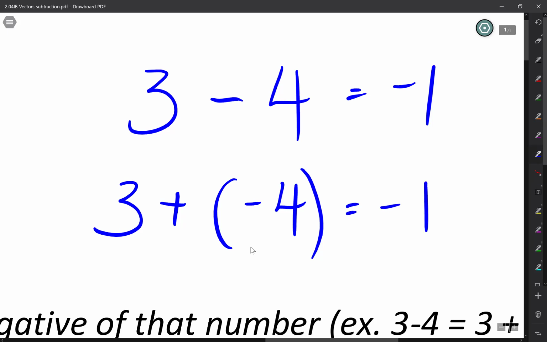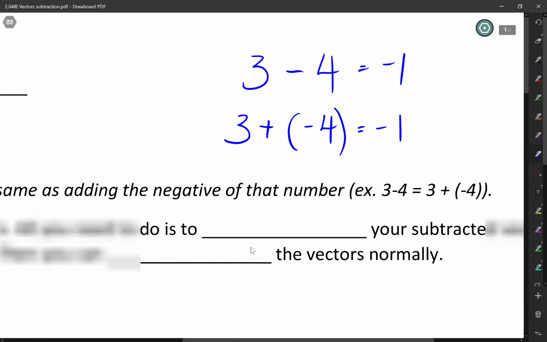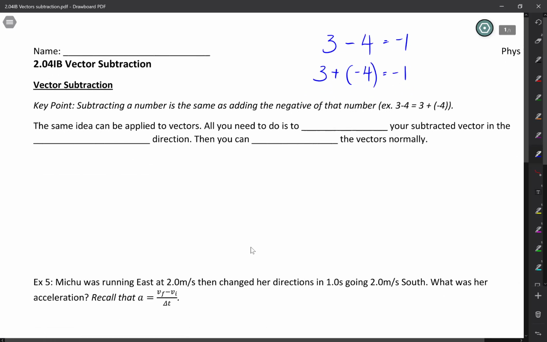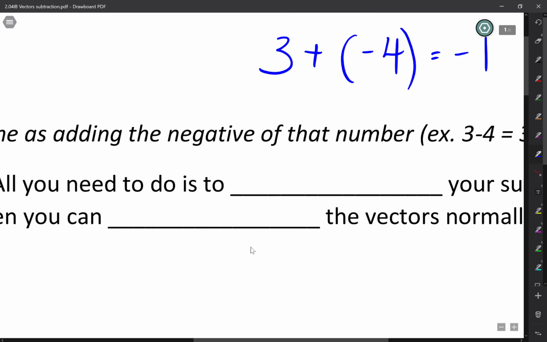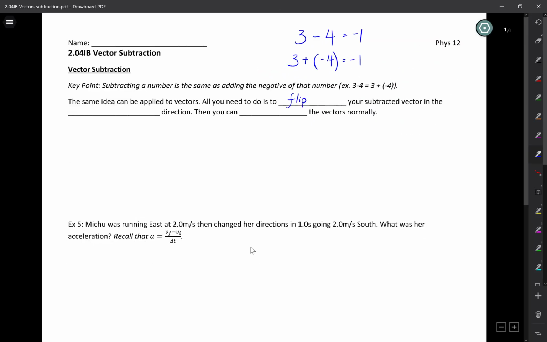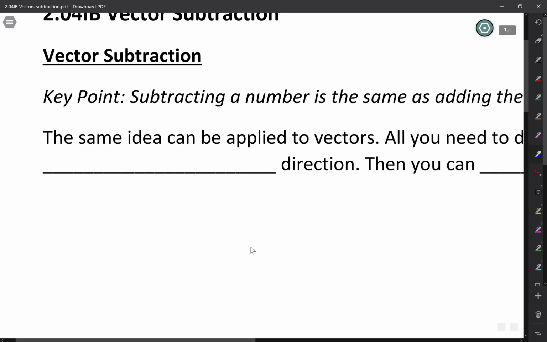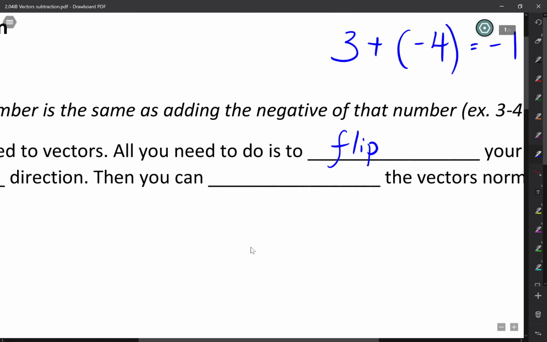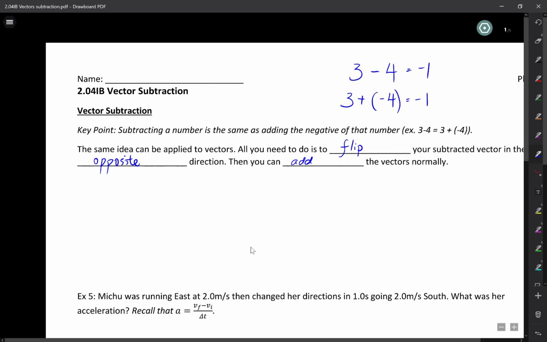The idea of vector subtraction is very similar. It's playing with the thing that you're subtracting, flipping it around, and then adding it instead of subtracting it directly. So, for vectors, what does it mean? The same idea can be applied to vectors. All you need to do is to flip your subtracted vector in the opposite direction. Then you can add the vectors normally.